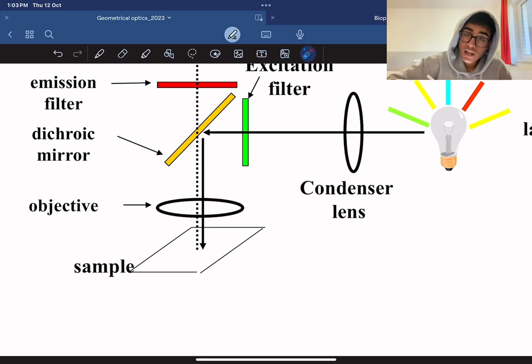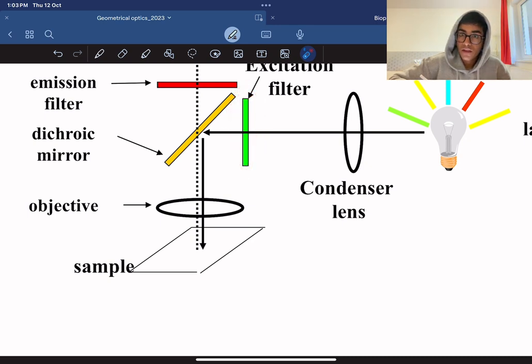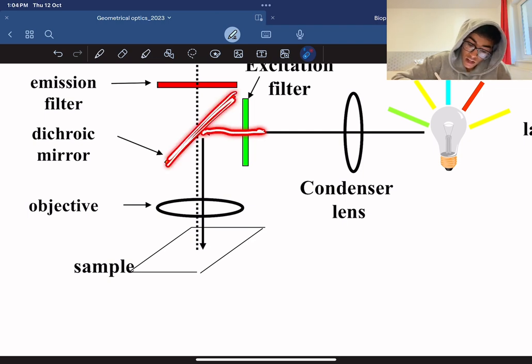Emission. It has a certain number of wavelengths as well. It's like an excitation filter, but also not. So the wavelength that the dichroic mirror allows is not the same as what the excitation filter allows. Understand? So the excitation filter allows the green wavelength to pass through, and then since the dichroic mirror does not allow the green wavelength to pass through, it bounces back and goes through the objective lens.